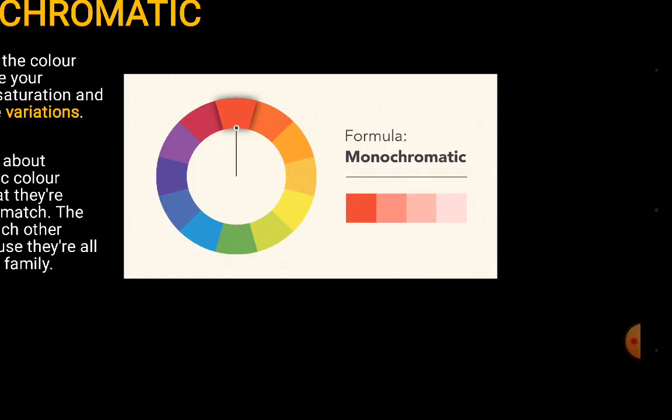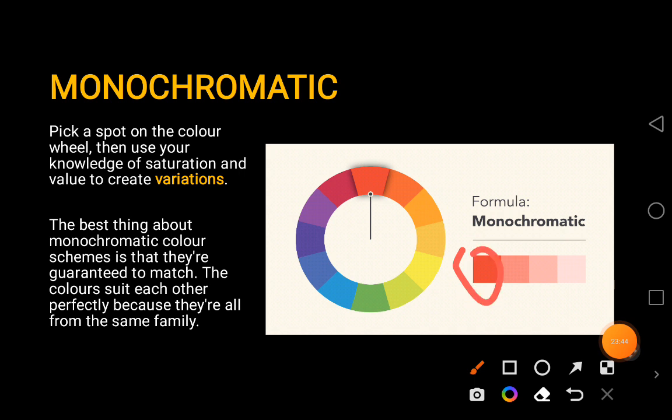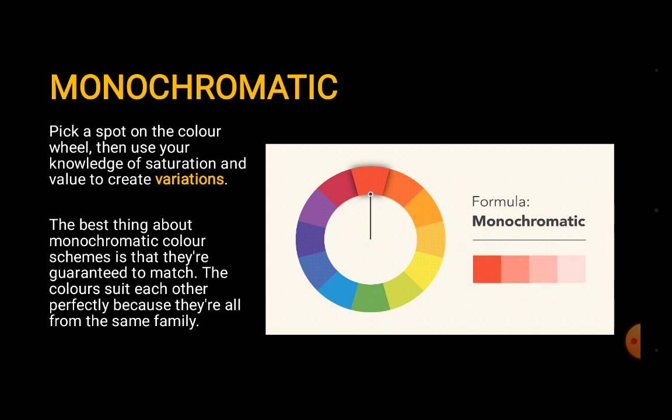So when you are trying to combine color, when you put this particular color on this particular color, it will go. The same thing on this color. It's just trying to create different variations of one color. You don't want to use more color, you just want your design to be simple. So you can just use one font color and one color, and you create different variations, which means different shades of that color. The best thing about monochromatic color schemes is that they are guaranteed to match perfectly, because they are from the same family, they are from the same red.